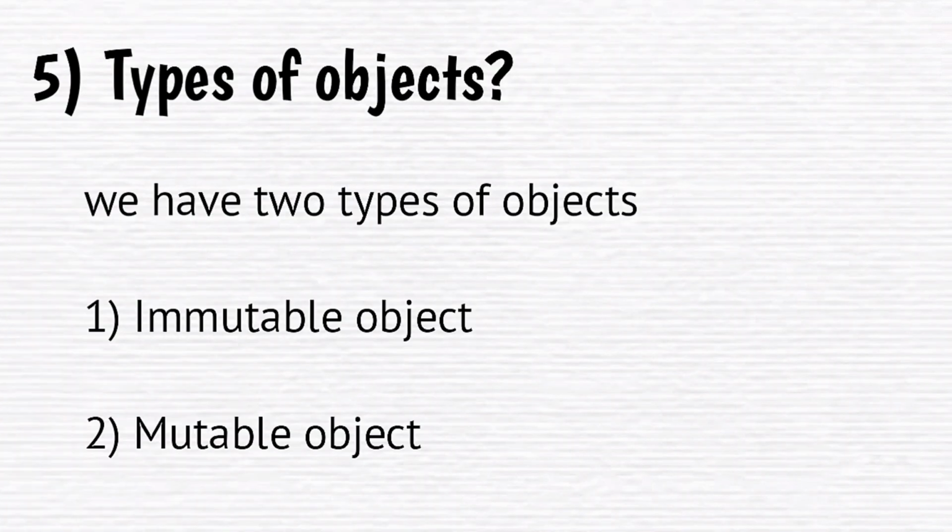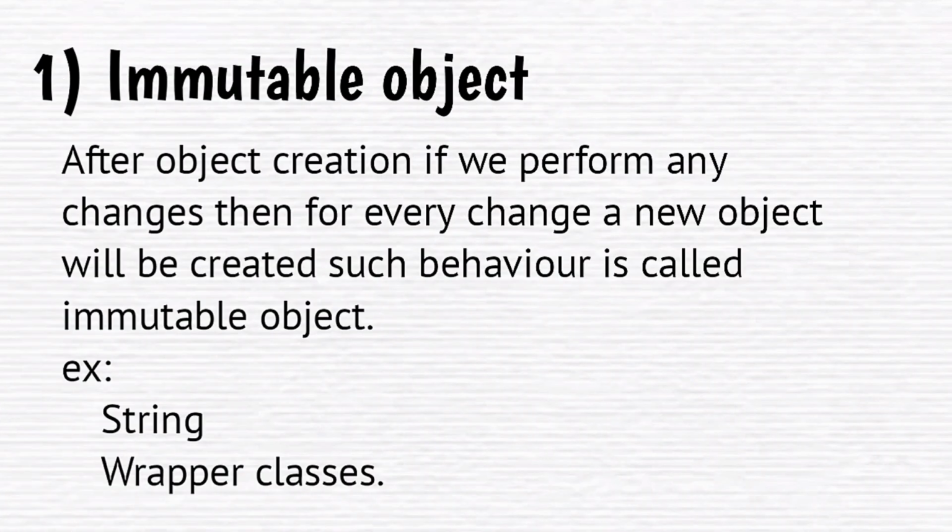Types of objects. We have two types of objects: 1. Immutable object. 2. Mutable object. Immutable object: after object creation, if we perform any changes, then for every change a new object will be created. Such behavior is called an immutable object. Example: String, wrapper classes.